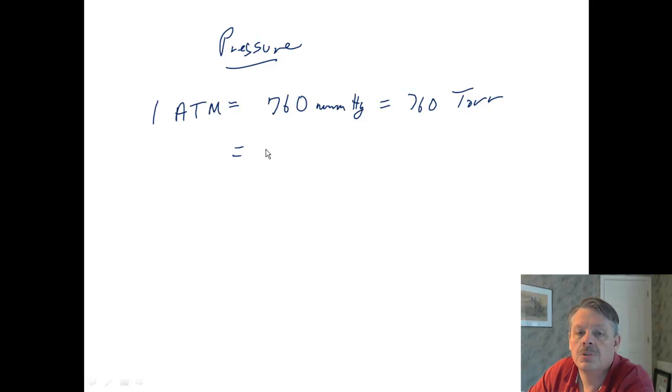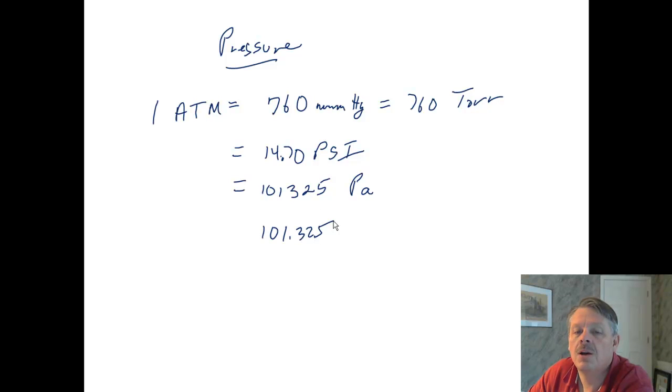It's equal to 14.70 pounds per square inch, which I abbreviate as PSI. It's also equal to 101,325 pascals, which is the same as 101.325 kilopascals. Kilo means 1,000, remember. So those are the ones we use most commonly, those are the ones you should know, and those are the ones you're going to see on the next few pages as we go through this.